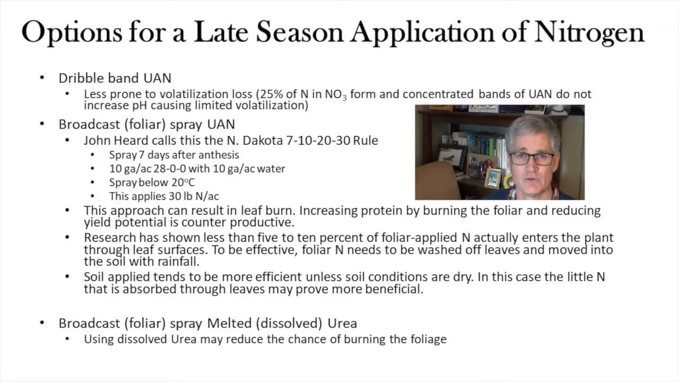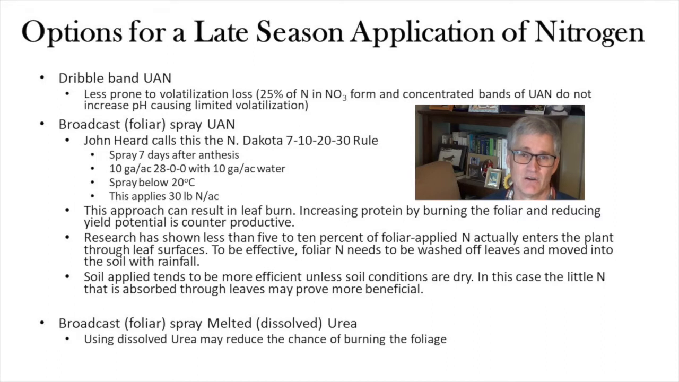This is popular in the northern United States. John Hurd calls this North Dakota recipe the 7-10-20-30 rule. Basically, you're trying to spray 7 days after anthesis with 10 gallons per acre of 28-0-0, that's the UAN, and cut it in half with 10 gallons per acre of water. This will form a solution of about 14% nitrogen. You're supposed to spray at below 20 degrees Celsius when it's cooler, and this all will apply 30 pounds of nitrogen per acre.